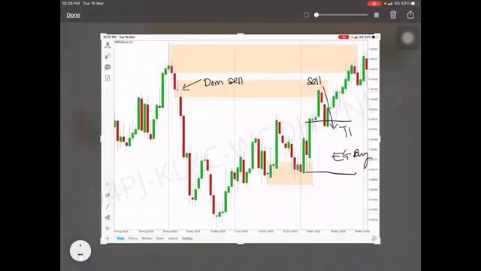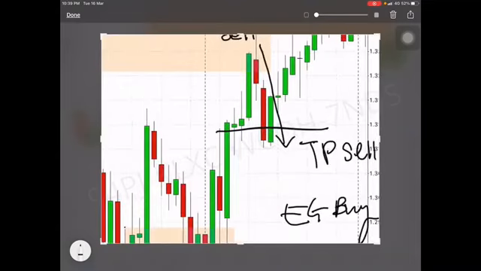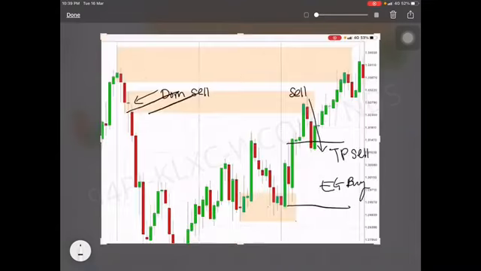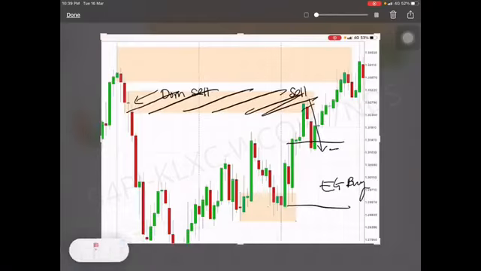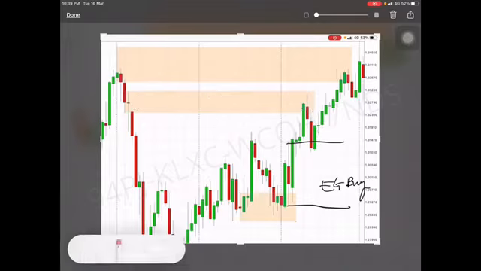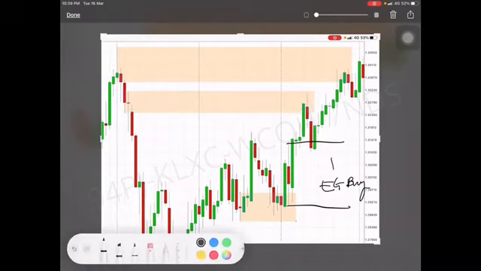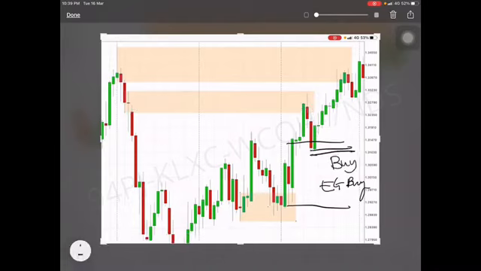So this is your TP for sell. Okay? And then you know that this zone is clear. Okay, cleared. So on the engulfing buy, you entry for buy right here. You buy on this area.